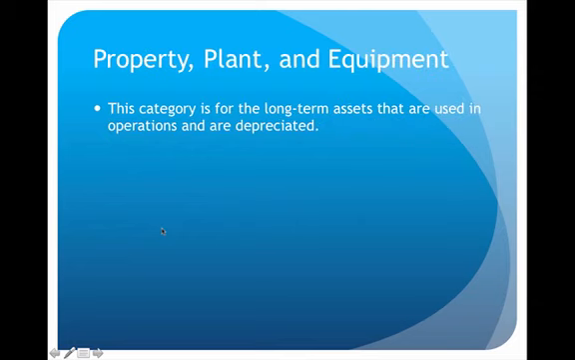Then we're going to have our property, plant, and equipment, or what some people would simply call the plant assets. These are the long-term assets that are used in operations. So these are things like land, buildings, equipment, machinery, pretty much all the assets that are depreciated other than land. All of those would go under this classification.